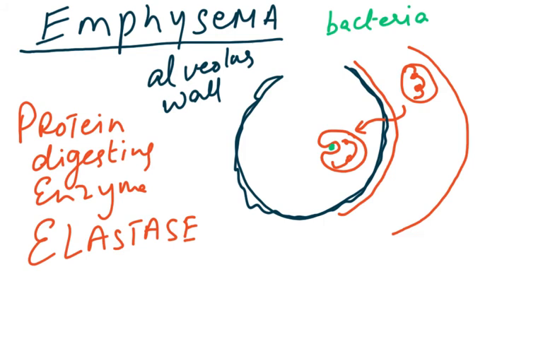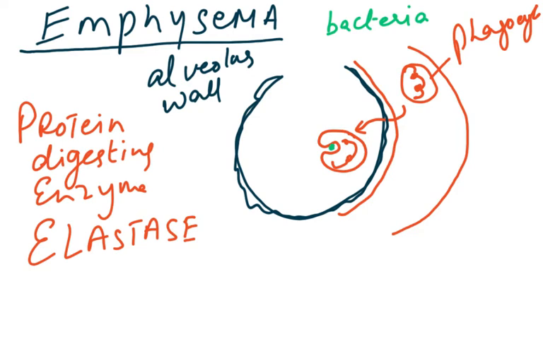Now we come to the second disease, which is called emphysema. In emphysema, what happens is that the inflammation of the constantly infected lungs causes phagocytes. You can see this is a phagocyte. Phagocytes have the lobed nucleus. So the phagocytes leave the blood and line the airways.